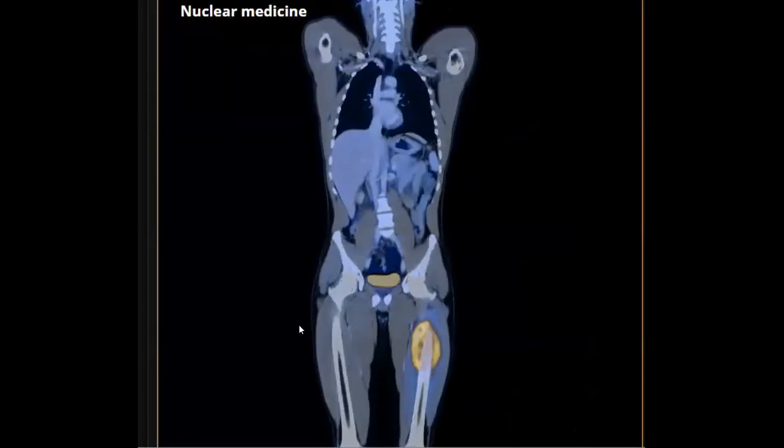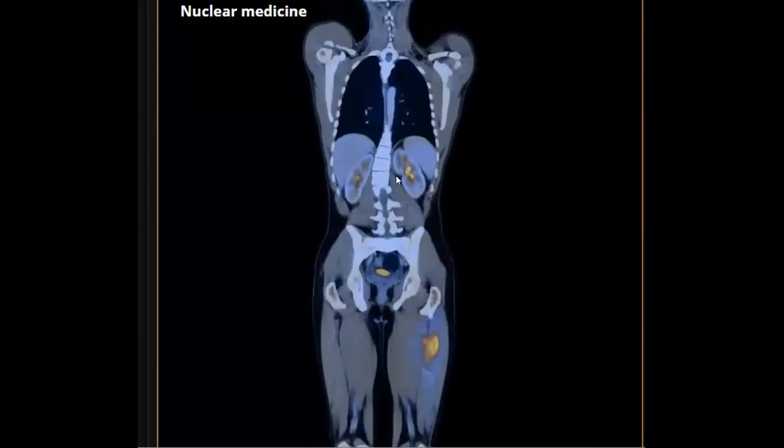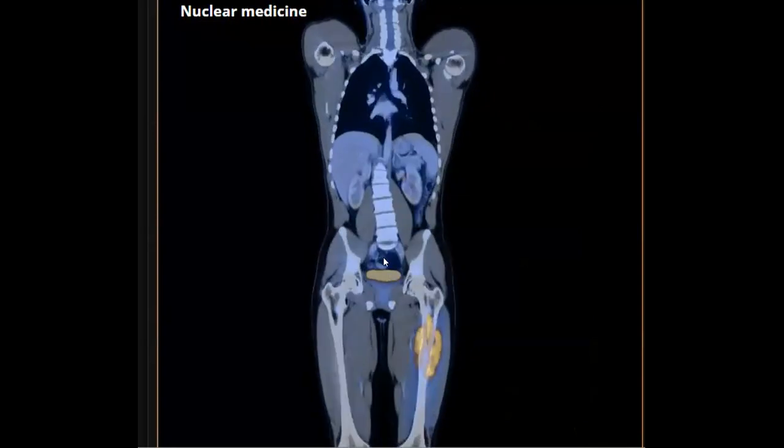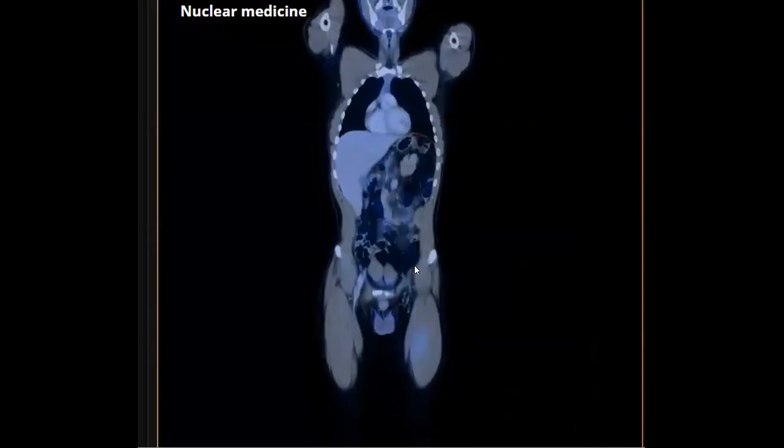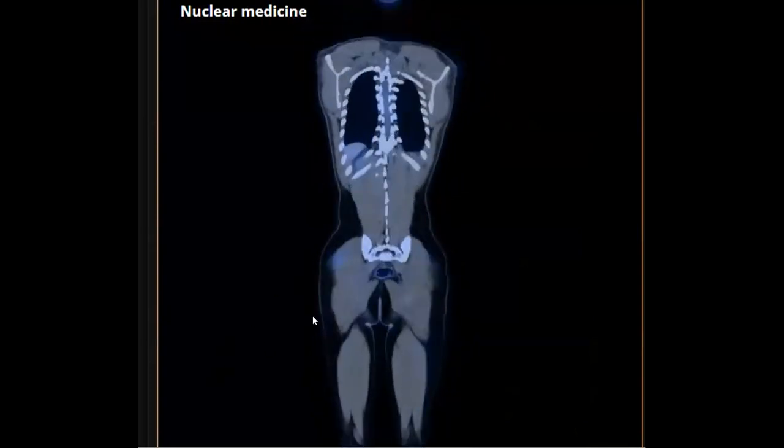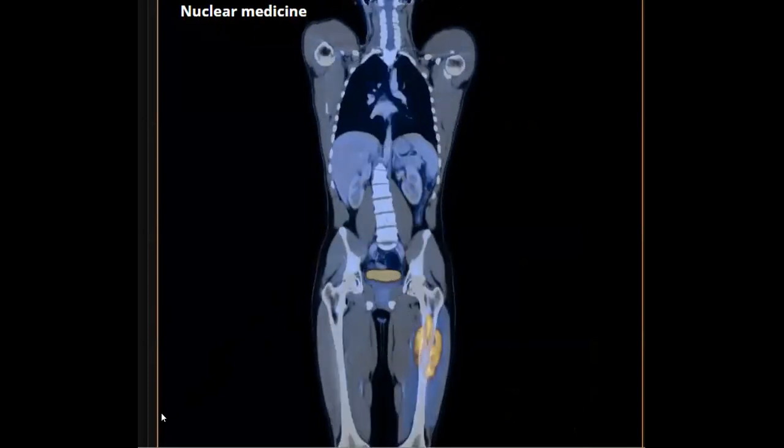Don't panic if he shows you a case like this and asks you about something. This is physiological uptake in the kidney and in the bladder. It is just physiological uptake, but you have this pathological uptake, and your interpretation is the same. You don't have to change anything. Okay?